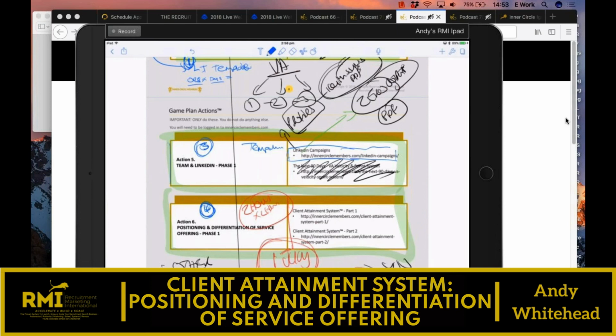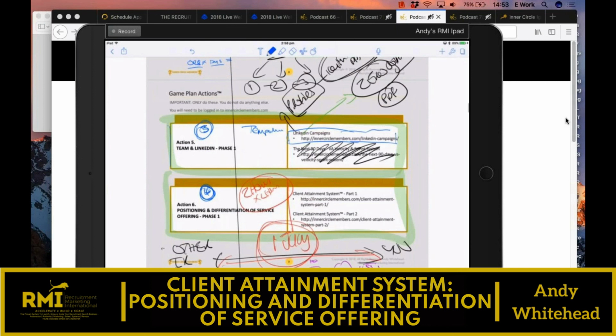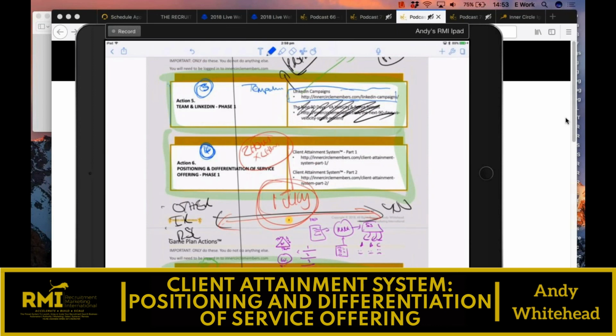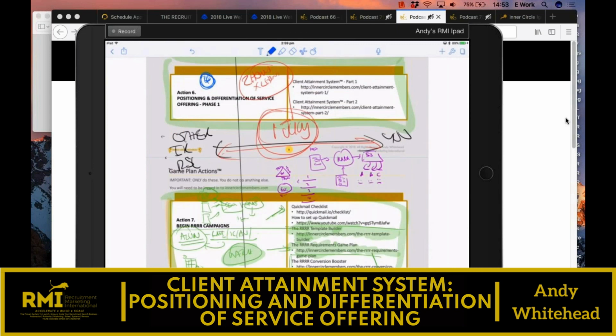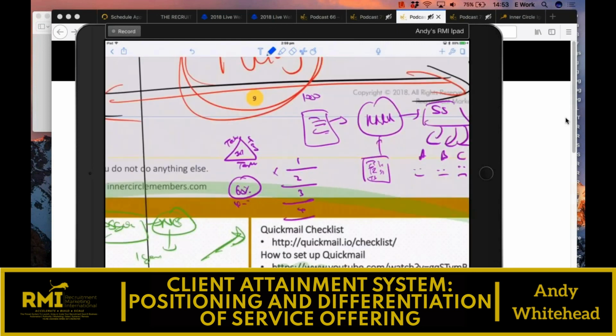So the Client Attainment System, this is huge. I'm not going to lie, there's work involved. I say to my members, with this, don't even get me draft 1 until the 1st of July, because you need to let it percolate. It's complete mind frazzle. I've never seen anything like it in recruitment before. So these guys should get to me the 1st of July. Now, action 5, double R, go to these guys. Double R.